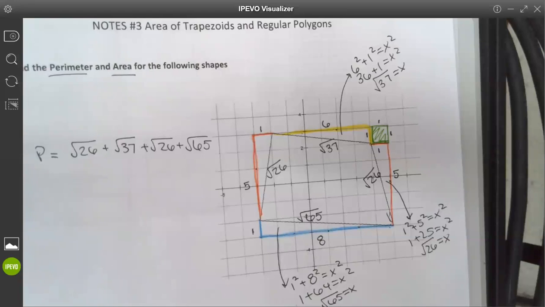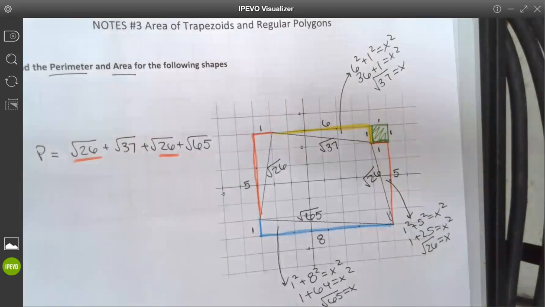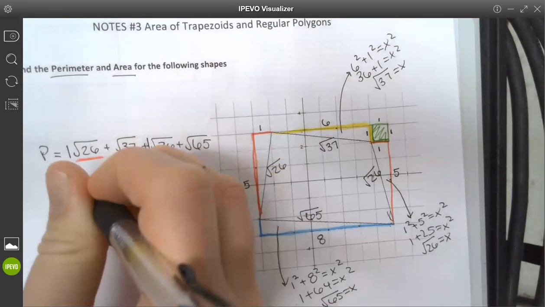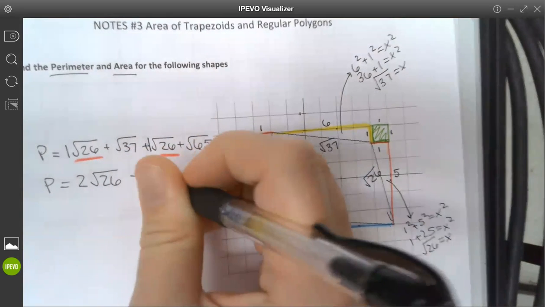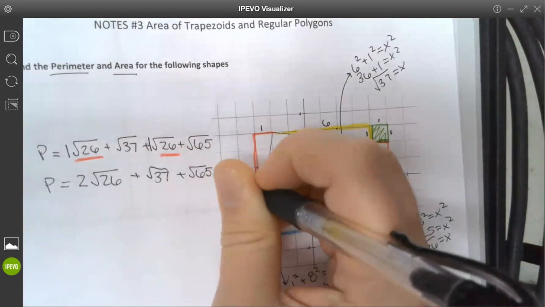Yeah, so anytime that I have the same radical, I can add those together. So I have one here, one here. I have 2 square roots of 26 plus the square root of 37 plus the square root of 65 units.